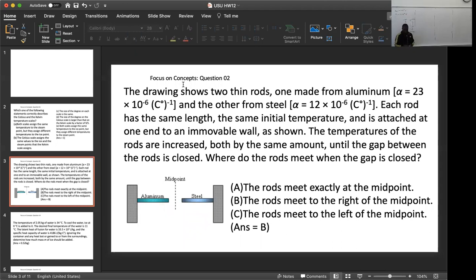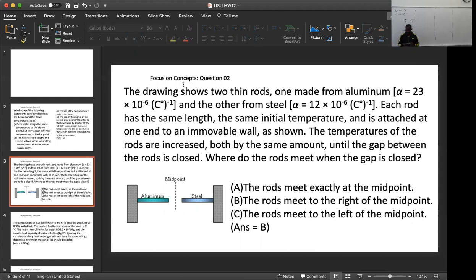So you see the diagram there, there's a midpoint in between them, but because they have different linear expansivities, when you heat them through the same heat, one of them will expand faster than the other. And the one that's going to expand faster is the one with the highest linear expansivity, which is aluminium. So aluminium will expand further, so they won't meet at the midpoint, they will meet somewhere towards the right.